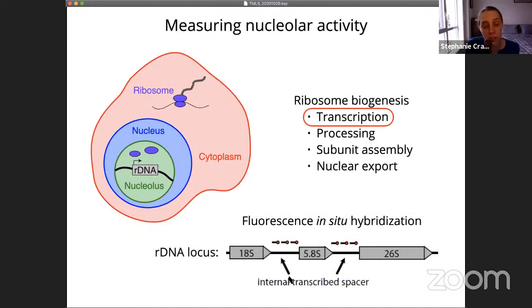To measure transcription, we used a method called fluorescence in situ hybridization. We have a series of DNA probes that hybridize to internal transcribed spacers. These are essentially introns in the ribosomal DNA. And so this will only mark newly synthesized ribosomal RNA, and once it's processed, then we can't see it. So we're looking at nascent transcripts.